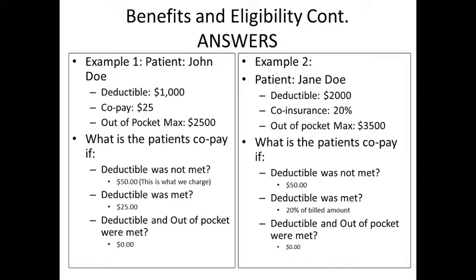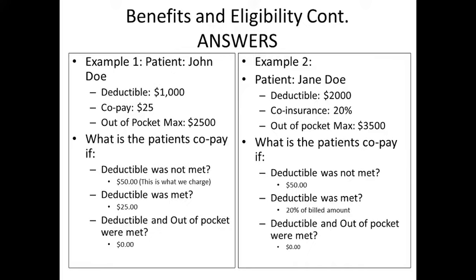In example 2, it's a similar situation. The only difference is that we're not dealing with a fixed amount of a copay. Now we're dealing with a co-insurance, which is 20%. So the deductible in this example is $2,000, a co-insurance of 20%, and an out-of-pocket max of $3,500. So what is the patient's copay if the deductible was not met? So in this case, it's $2,000. If the patient has not met those $2,000, that means they have to pay out of their pocket $2,000 before their insurance kicks in. So they're going to be charged the full amount until they reach that $2,000 deductible.